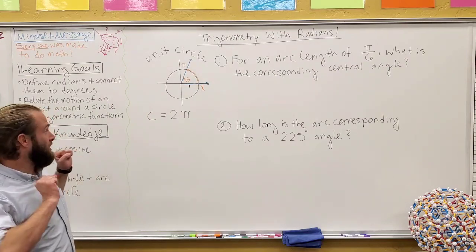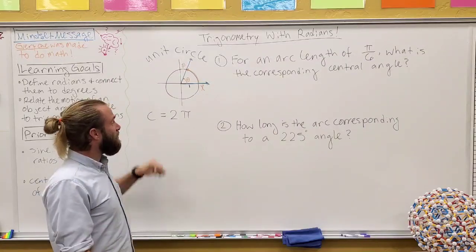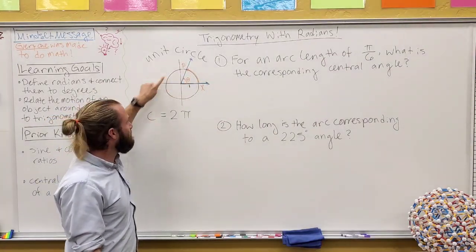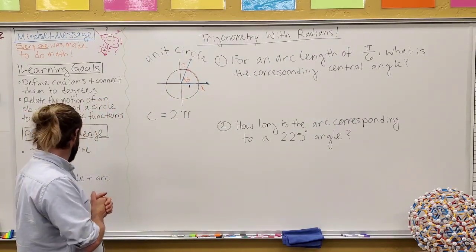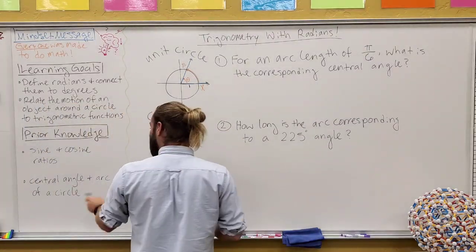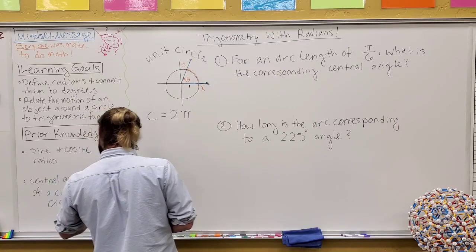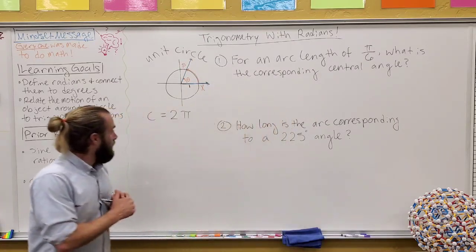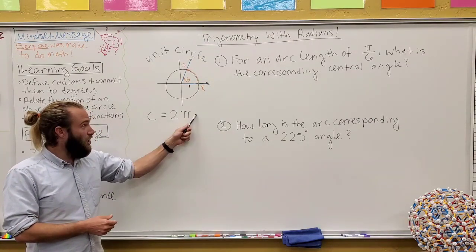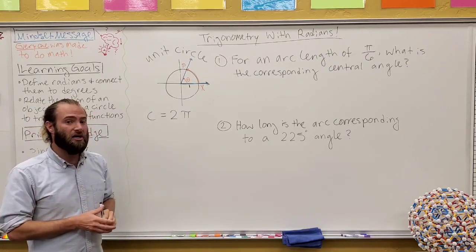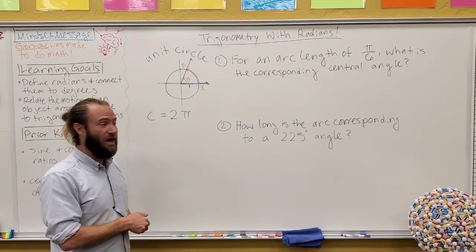So let's take a look here. Remember, this is a unit circle, meaning the radius is 1. Remember how we're talking about portions of the whole circumference? Recall that the circumference of a circle is, and I suppose I should have included that in our prior knowledge as well, so I'm going to add that in here, circumference is always 2 pi r. Since r is 1, the circumference here is simply 2 pi. So essentially any arc is always going to be some fraction of 2 pi.